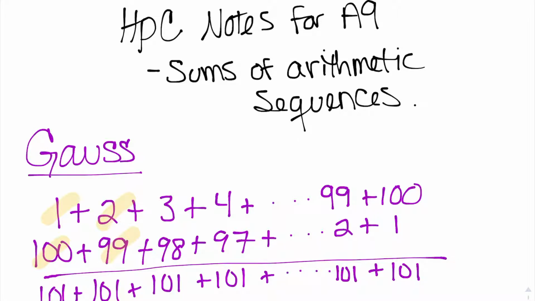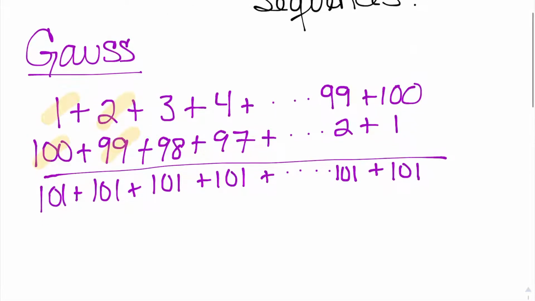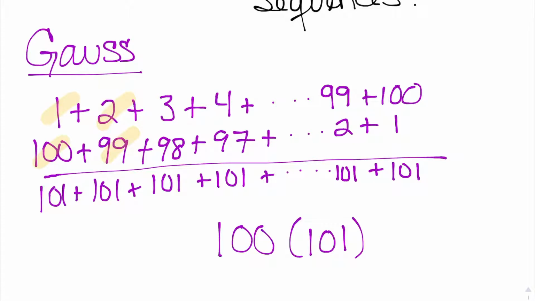So it's a lot easier to do some calculations if all of your numbers are the same. So he looked at this and said, okay, well then I have 101s. But because he actually added 2 rows of 1 to 100, he's adding them twice. So in order to account for that, he has to divide by 2. So he figured out what this was, and he went up to his teacher, and they were like, how did you do that so fast?